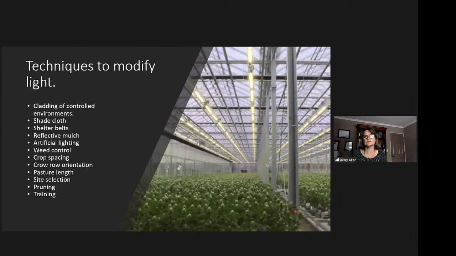Okay, so all of those things on the slide show what can be used to modify light. So there's a lot of things there. Depending on the context that you are given will depend on which ones of those you choose. So for example, if they've given you maize, that's going to look at site selection and crop row orientation and its spacing and its weed control. If you're looking at growing capsicums indoors, you're going to be looking at the cladding of those controlled environments, the shade cloth that may be used, the artificial lighting, the crop row orientation, etc.